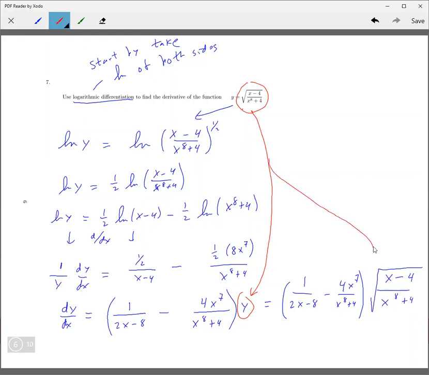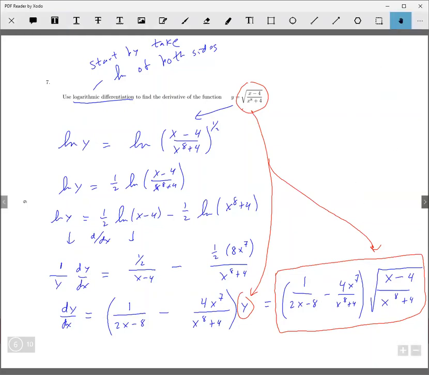Okay, so I ended up going right there. Okay, and this should be the exercise. This is the answer. So this y, which is this, it just gets replaced with that. So now I have dy dx all in terms of x's. Oh, it's all in terms of x's. Okay, so that's logarithmic differentiation.